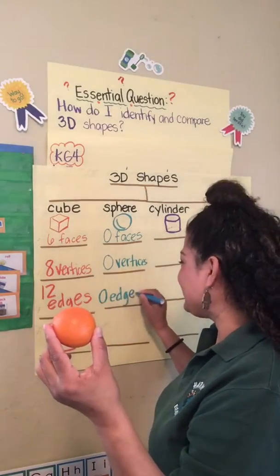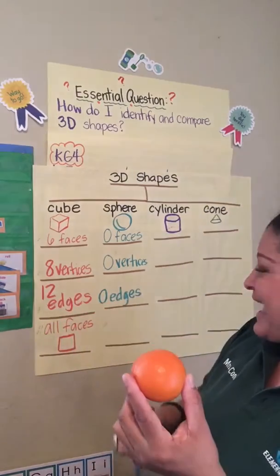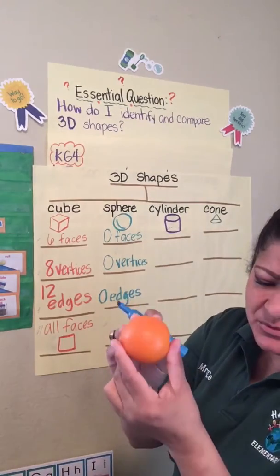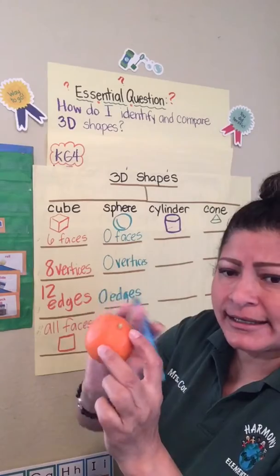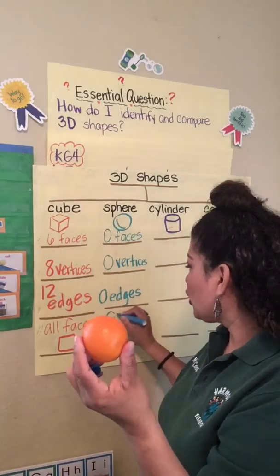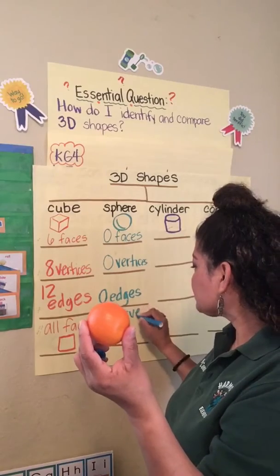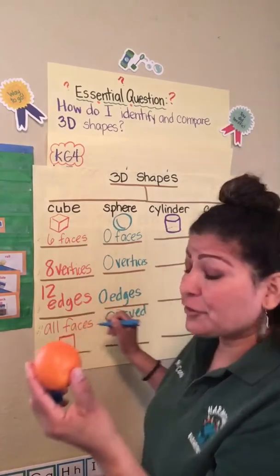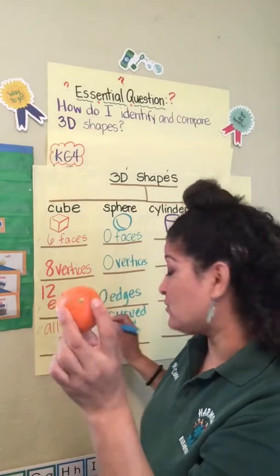My marker's running out. And boys and girls, it doesn't really have faces, but it's curved and round, isn't it? So let's write that. Curved and round.